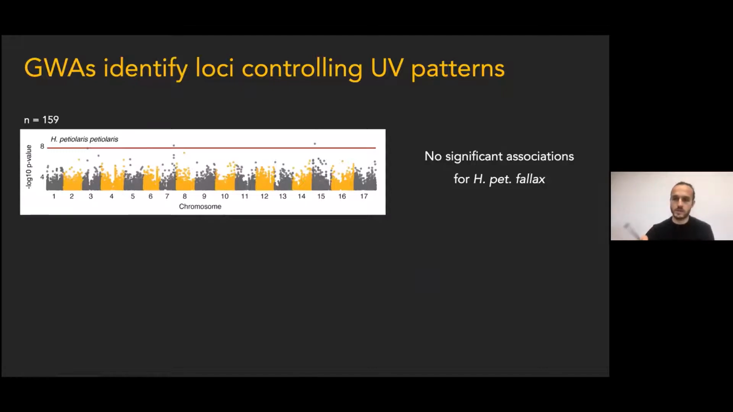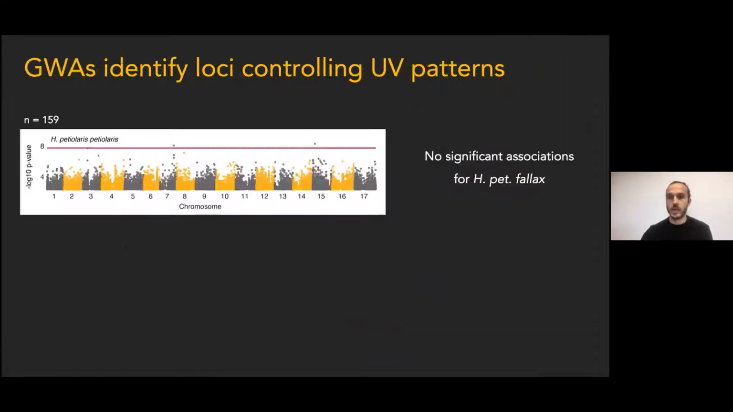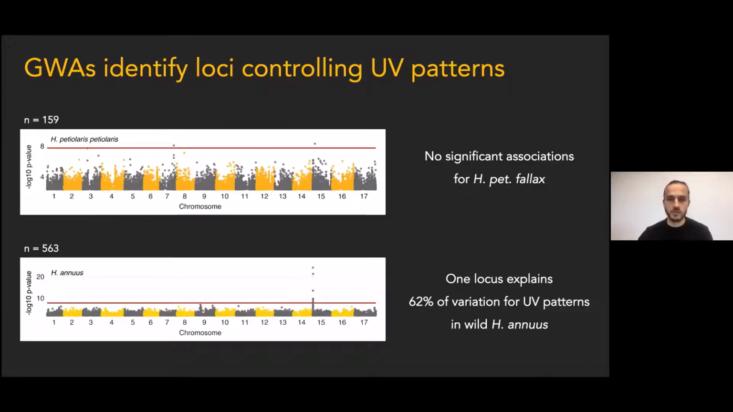For Petiolaris, as you've seen before, the two subspecies are fairly different, so we had to analyze them separately. We found no significant association with floral UV patterns for Petiolaris fallax, but for Petiolaris petiolaris, we found a few significant associations, which is what you would expect for a quantitative trait. So that's nice. But then for annuus, we found something much nicer. We found one locus that explains basically 2/3 of the variation that we observed within this population.